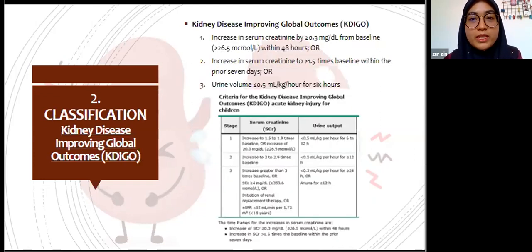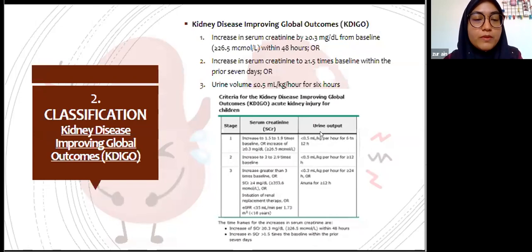Okay, that is why the most recommended classification that we want to use is this one, which is Kidney Disease Improving Global Outcomes, or KDIGO. KDIGO combines the definitions from RIFLE, pRIFLE, and AKIN in this single table. Basically it combines the serum creatinine level from AKIN, which is within 48 hours, and also the increase in serum creatinine level within 7 days, and also urine volume.